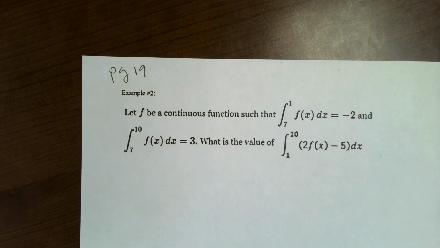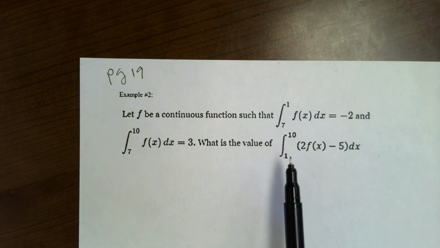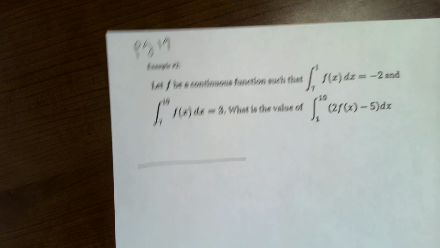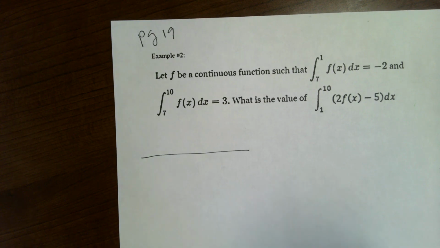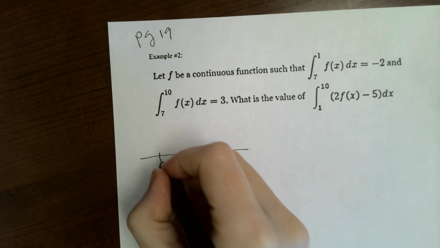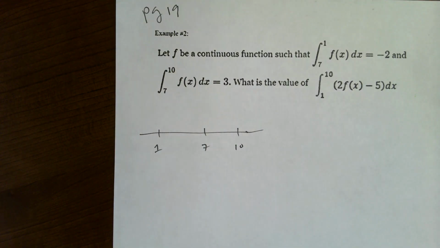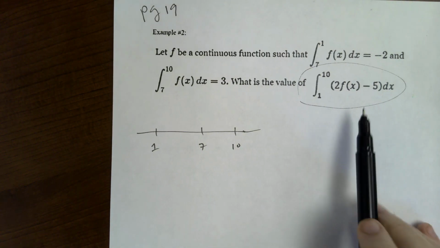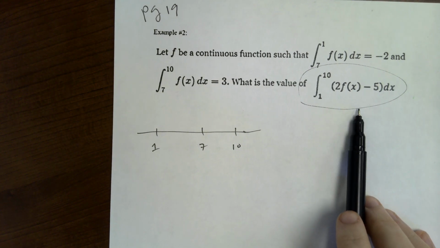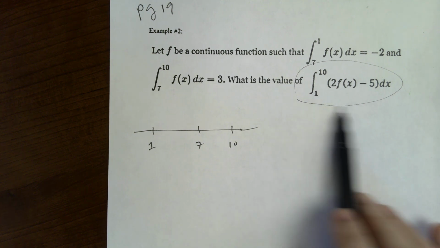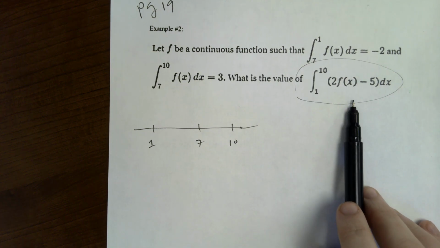We've got our endpoints are 1, 7, and 10. So I'm going to start off going like this. So we've got 1, 7, 10. Okay. And let's just make sure, all right, so this is what we're being asked to find. So I'm going to have to do some moves because this is not as straightforward as the last one. So I'm going to have to do some moves on this final expression. But let me just look.